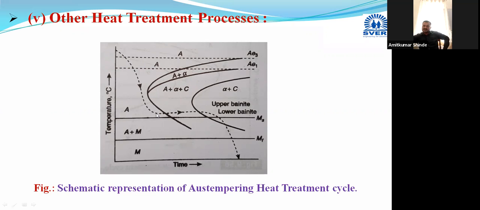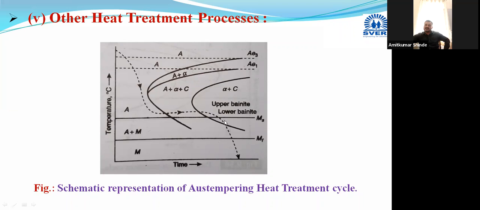Now after that, here we are holding that sample for a very long period of time, and whichever austenite is present will get transformed to bainite. As we are holding at this temperature for a very long period of time, this austenite will get transformed to the upper bainite or lower bainite. If lower bainite is obtained, then as compared to upper bainite, it will give you more hardness.